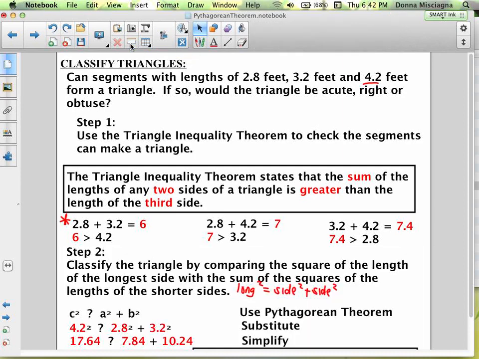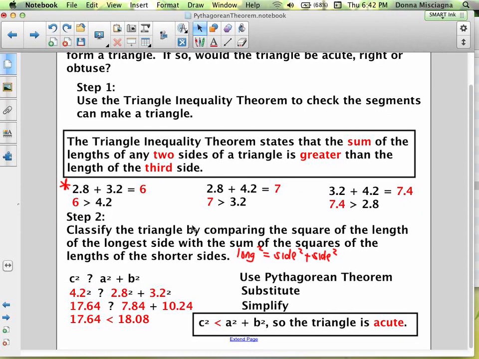So now let's check to see what kind of triangle it is. We're going to classify the triangle by comparing the length of the longest side with the sum of the squares of the lengths of the two shorter sides. In other words, long squared equals side squared plus side squared. So all we have to do is identify the largest side. The largest side was 4.2, so 4.2 squared. We don't know whether it's going to be equal, less than, or greater than until we calculate it out. So that's why I put a question mark there.